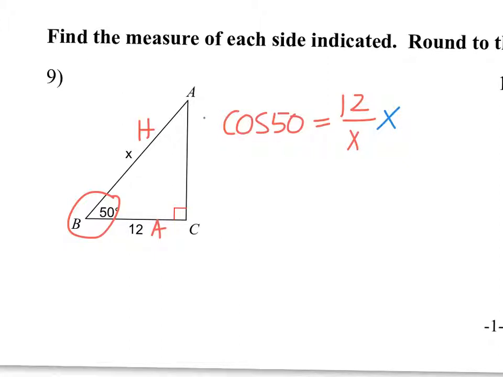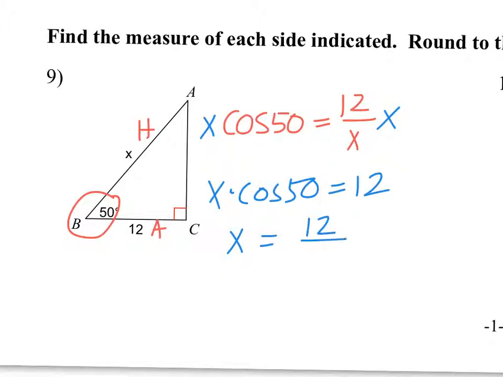Going to multiply both sides by x. We get x times cosine of 50 is equal to 12, and we're going to do x is equal to 12 divided by cosine of 50. If you would rather have that as a decimal, that's fine. Cosine of 50 is going to be 0.64. 12 divided by cosine of 50 is 18.66. So x is 18.66 or 18.67, depending on if you're rounding or truncating.